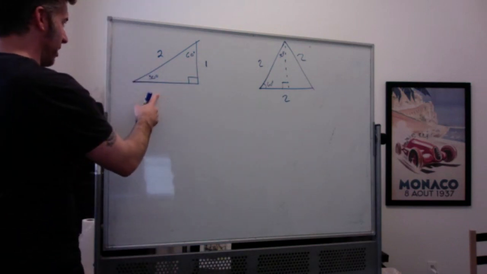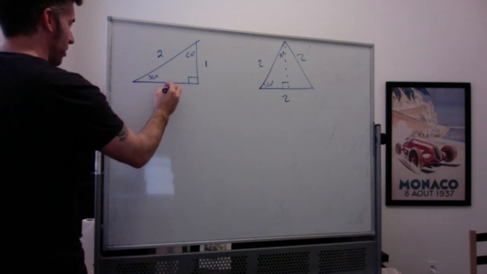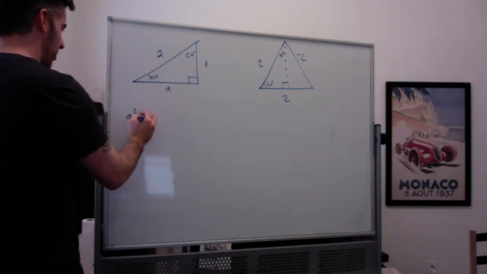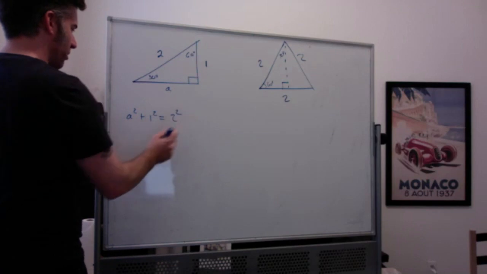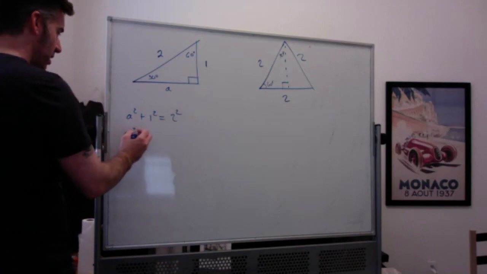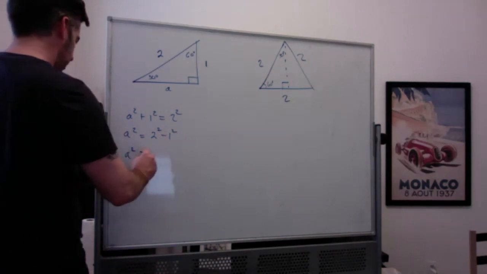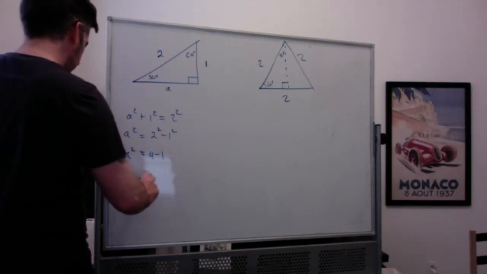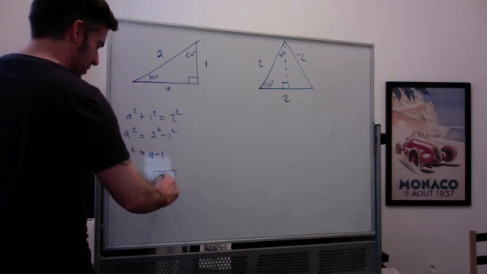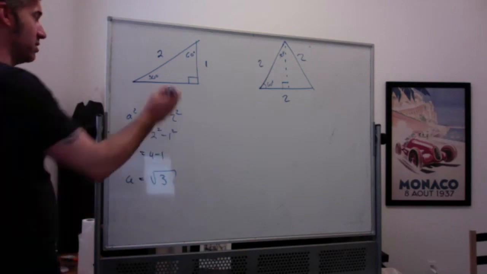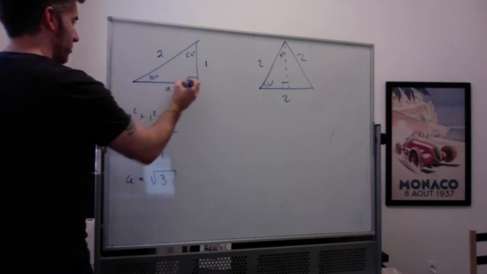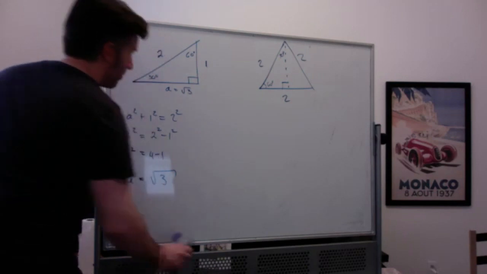So using the Pythagorean Theorem, for this side here, a squared plus 1 squared equals 2 squared. Solving for a squared equals 2 squared minus 1 squared. A squared equals 4 minus 1. A is the square root of 4 minus 1, which is 3. So this is going to be the square root of 3. Okay.